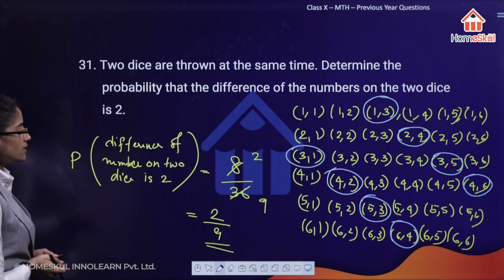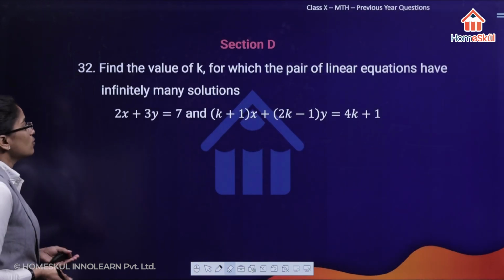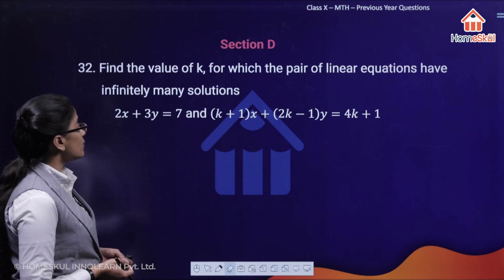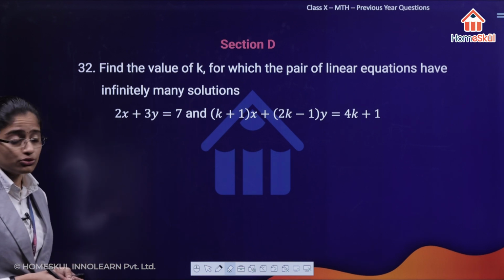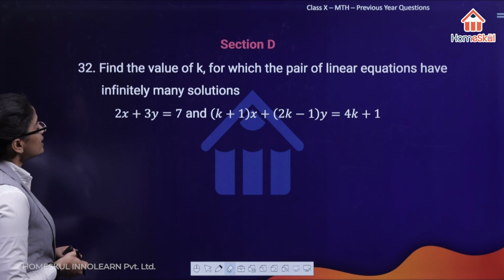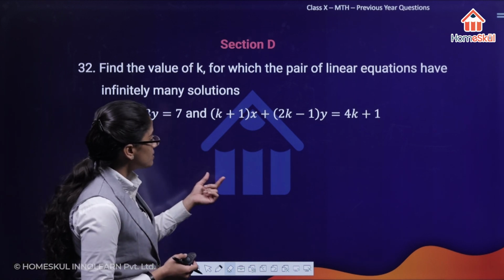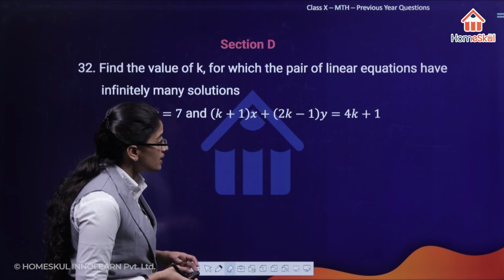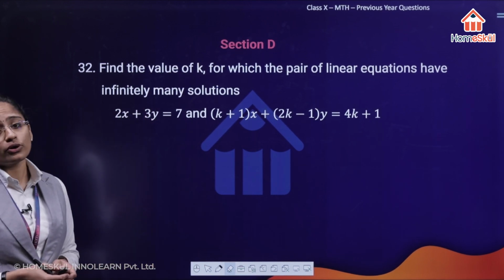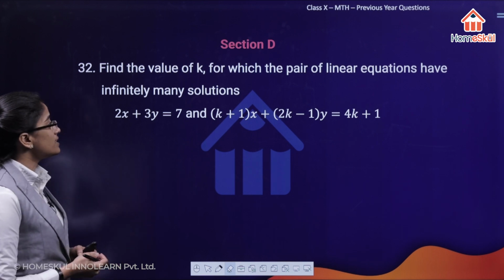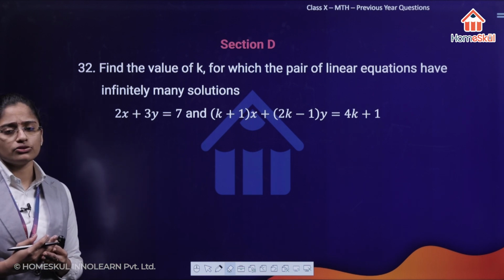So moving on to the next question. 32. Find the value of k for which the pair of linear equations have infinitely many solutions. The equations are 2x plus 3y is equal to 7 and (k plus 1) times x plus (2k minus 1) times y is equal to 4k plus 1. Here it is given that this pair of equations has infinitely many solutions.